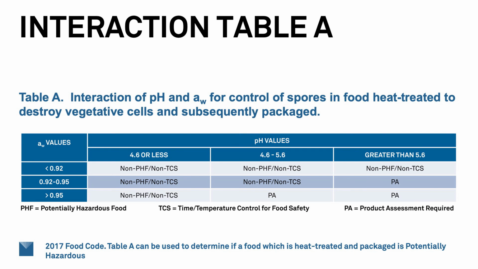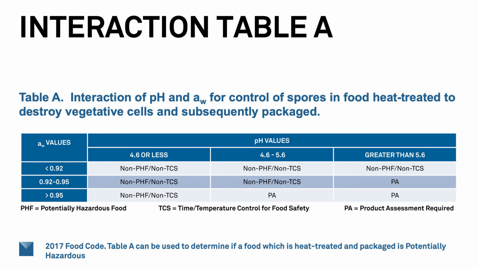So this is a table from the US Food Code. What it shows is the interaction between pH and water activity to control the spores in food. In particular, these are heat-treated foods that are packaged afterwards. And so you'll notice that we have across the top the pH values, and going down the left are the water activity values. And so inside the table we have non-PHF, which means not a potentially hazardous food, or it doesn't need to be time temperature controlled for food safety.